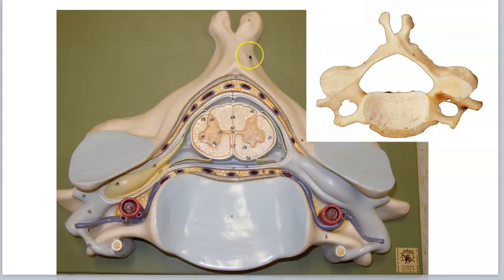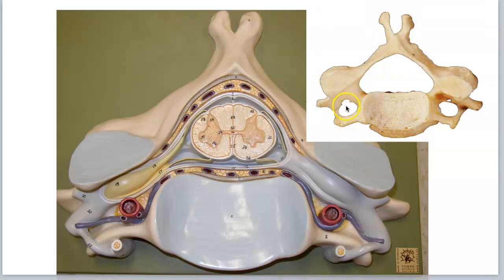So this, oops, I shouldn't have told you it's cervical. I wanted to ask you which region of the vertebral column is this from? Remember, you have cervical region, thoracic region, lumbar region, and sacral region. Well, this is from the cervical region. How do you know? You see the bifid spinous process here.